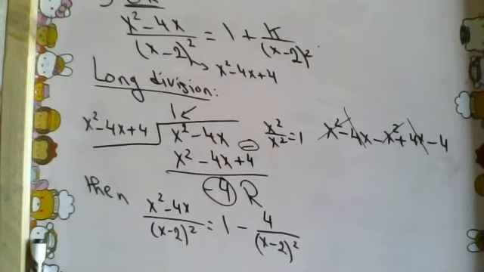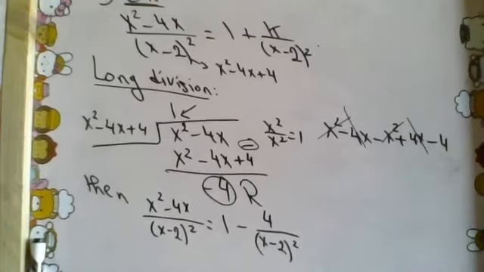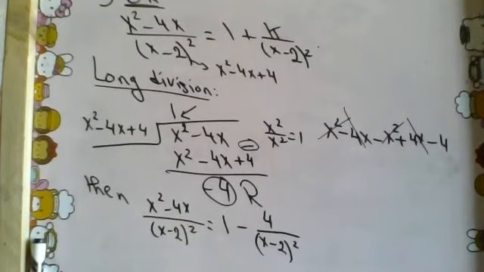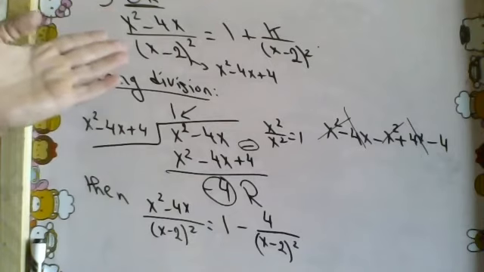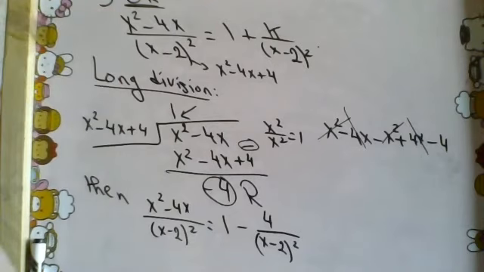In general, the answer will be the quotient plus the remainder over the divisor. And this way we use it to find integrals of rational functions. Step number 1. In case the exponent of the numerator is more than or equal to the exponent of the denominator, step number 1, we start by the long division.